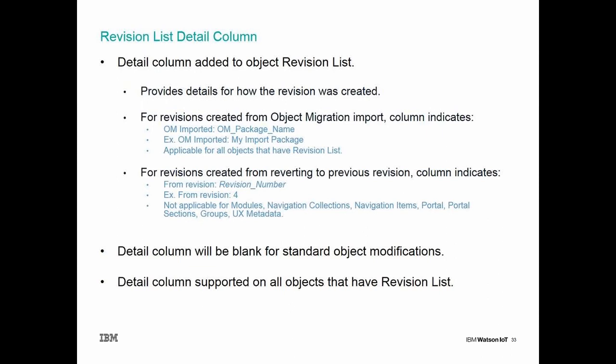If the revision was created by reverting to a previous revision, it will indicate from revision followed by the revision number, for example, from revision 4. This is only supported on the objects that support reversioning. So, for example, this is not supported on modules, navigation collections, navigation items, portals, portal sections, groups, or UX metadata. And then the detail column will be blank for standard object modifications. And as previously mentioned, the detail column is supported on all objects that have a revision list.